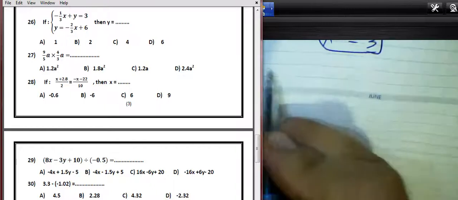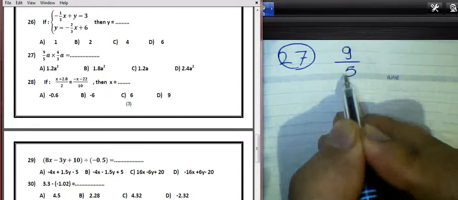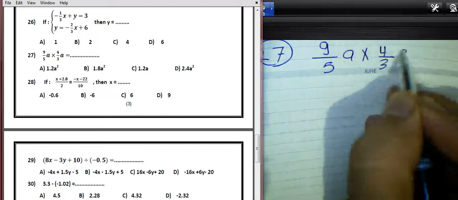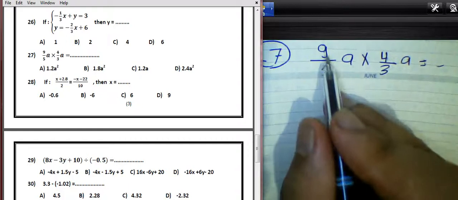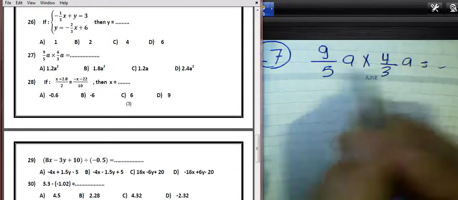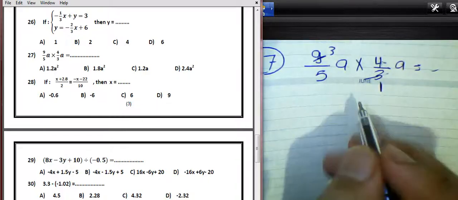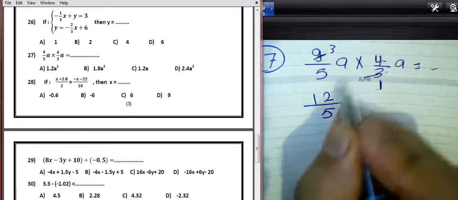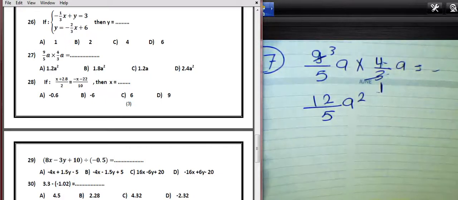Next step, question 27. Look at question 27. 9 over 5a multiply by 4 over 3a equal blank. We can write the result as 9 over 5 multiply 4 over 3. 3 divided by 3 equal 1. 9 divided by 3 equal 3. So 3 times 4 equal 12. And 1 times 5 equal 5. a multiply a equal a power 2. So the result will be 12 over 5 a power 2.